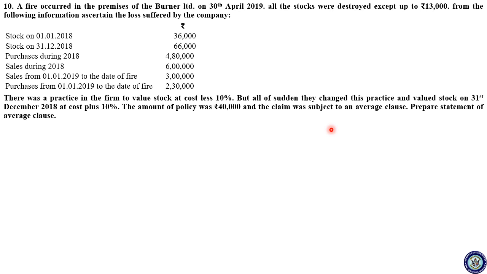So once again I repeat, take down this problem and solve it. If you are clear with the average clause, then go ahead and complete the problem. After some time I am going to display the answer. You just check it, and if you still get any doubts, you just contact me.